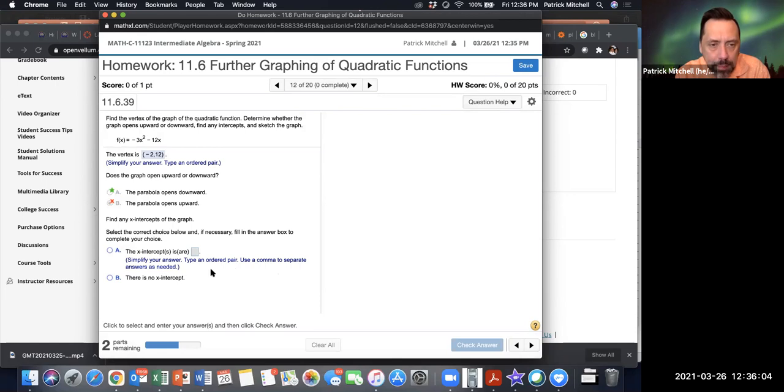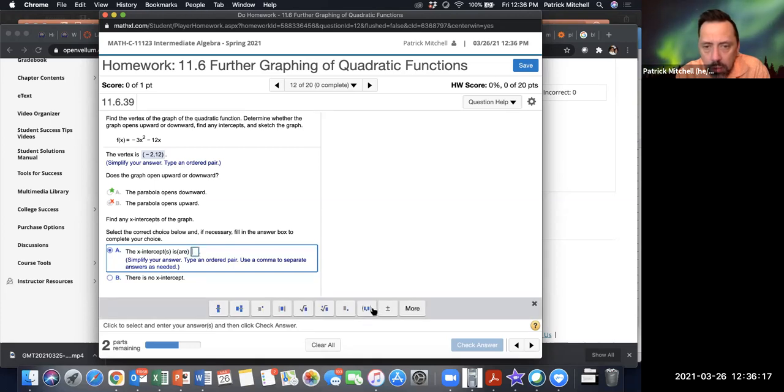The x-intercepts. So let me really pay attention this time. They want ordered pairs. So I'm going to select option A. And I'm going to get one ordered pair, which is 0, 0. And then I'm going to put a comma out here. And I'm going to ask for another ordered pair, which is negative 4, 0.